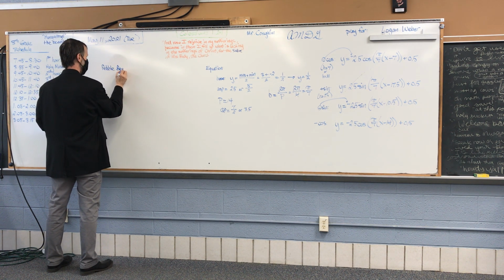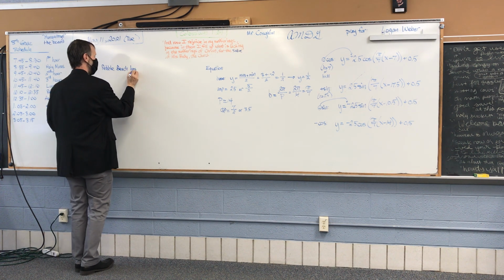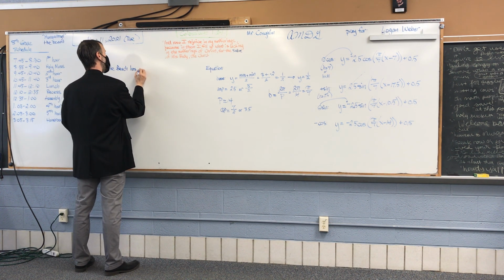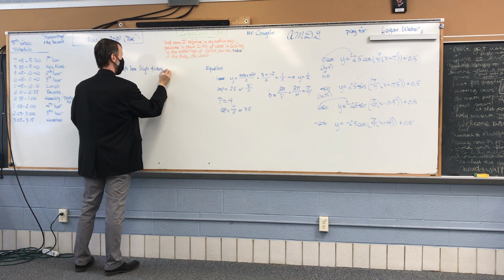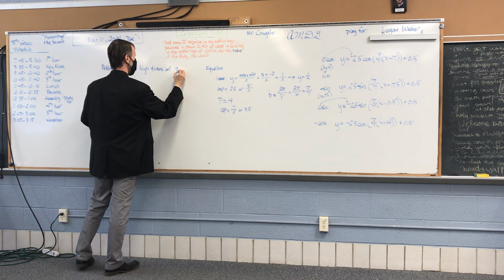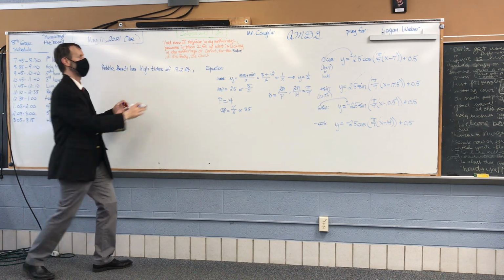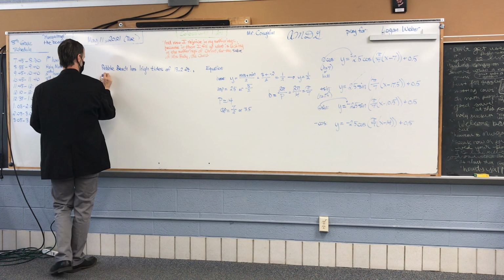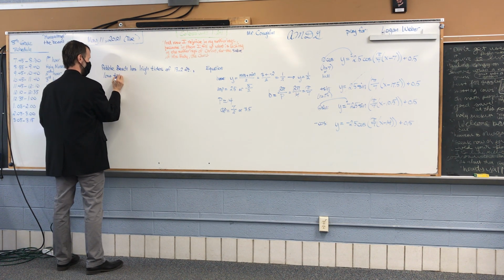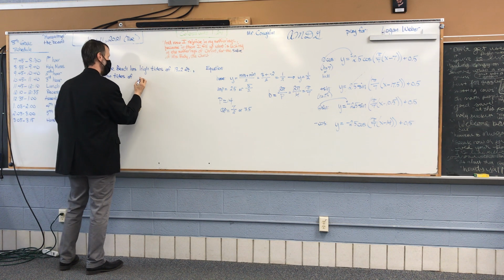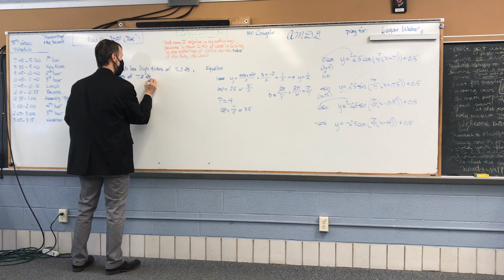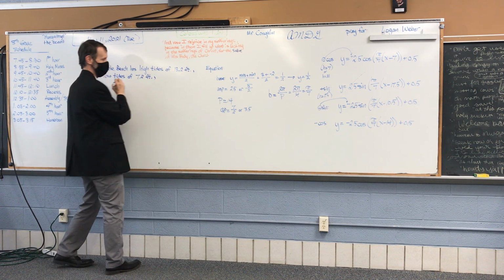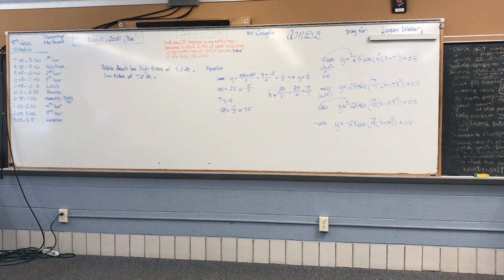Pebble Beach has high tides of 13.2 feet, comma. Low tides of 7.2 feet. Something like that. I'm trying to splice out all the words you don't really need.